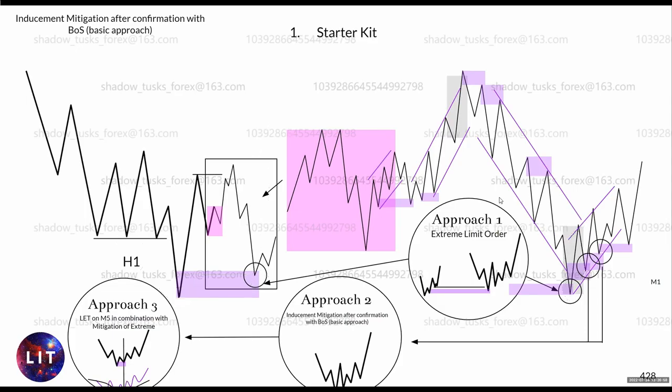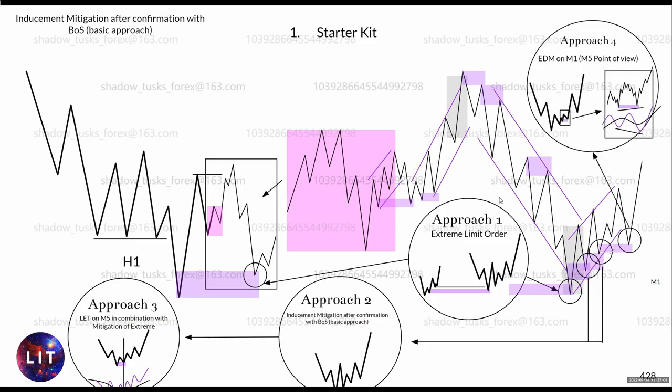And last but not least, we had, of course, even another chance with the EDM in here, or again, if you see the bigger cycle in here, like a channel getting induced into mitigation, right?